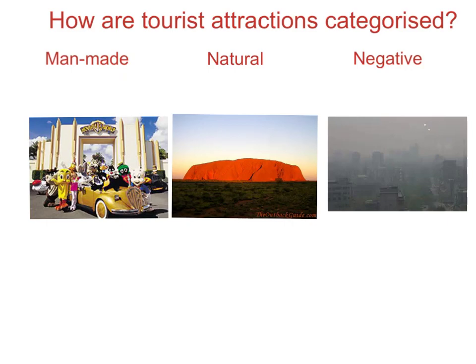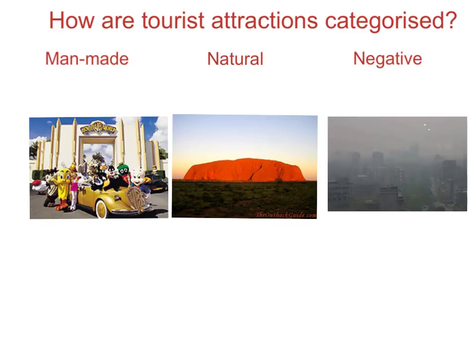So a man-made attraction can be a physical structure, such as Movie World, so it's built, it's not naturally occurring, it's a built structure. And it can actually be events that are put on as well. So, for example, the Olympics is a man-made tourist attraction. It doesn't naturally exist. It needs to be put on by people.